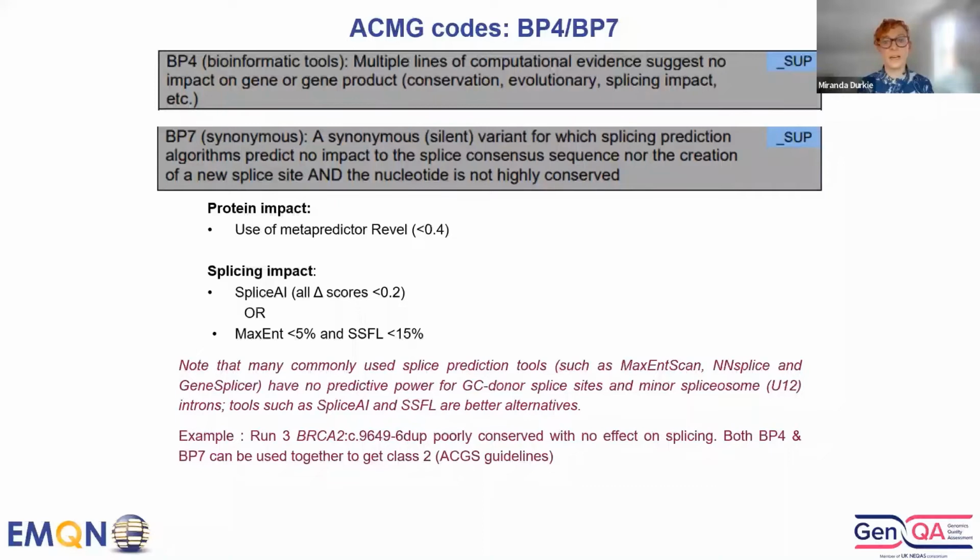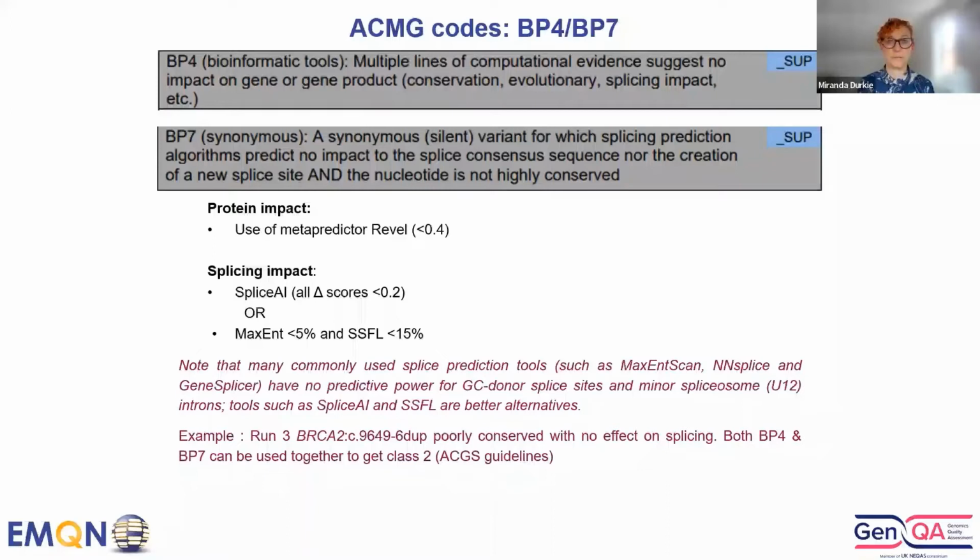Also a note that in the ACGS guidelines, a few versions ago, I think maybe 2018, we allowed the use of both BP4 and BP7 together for synonymous changes so that you could get them to a class 2 rather than keeping them all at class 3.